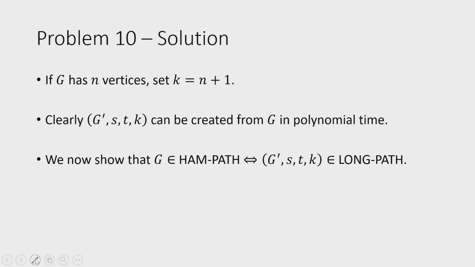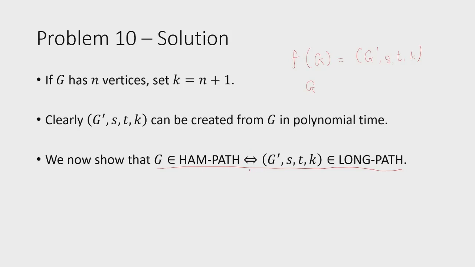Right now, up till this point, what we have done is the following. We have come up with a function f, which is polynomial time computable, such that f of G is equal to this tuple G prime, S, T, K. Now what we are going to show is that G is in Ham Path if and only if G prime, S, T, K is in Long Path. This would complete the reduction, right? Do you agree with me? Yes. And vice versa is not required because this is a double implication, right?